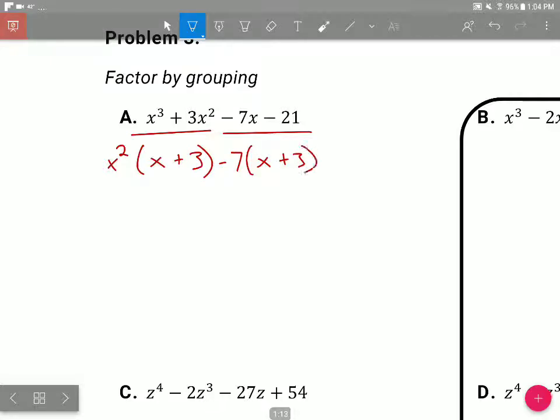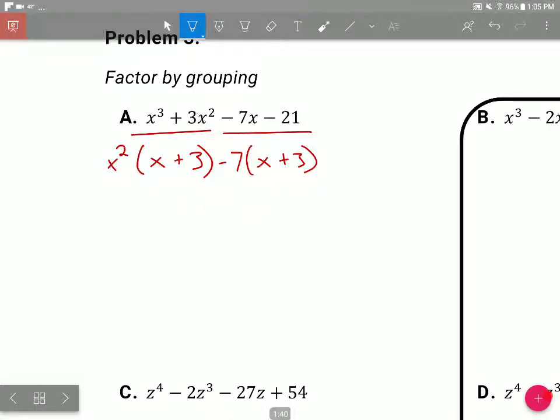Okay? Notice how these two binomials are the same. They're both x plus 3, right? That is by design. If they are not the same, something went wrong, you need to go back and do it again. So if I'd divided by a positive 7 instead, I'd have had a negative x and a negative 3. And these would not be the same. Since they're the same, I can divide one more time.